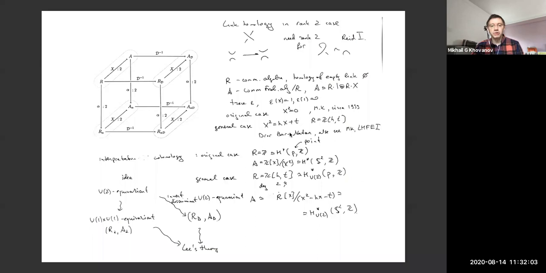You can think of the original pair R and A as the cohomology of the point with coefficients in Z, and of A as the cohomology of the two-sphere with coefficients in Z. Then you can interpret the modified case using equivariant cohomology of the point for the group U2. U2 acts on S2, which you can think of as CP1. You take equivariant cohomology with respect to U2, and you get this quotient, polynomials in X modulo the relation X squared minus HX minus T equals zero.